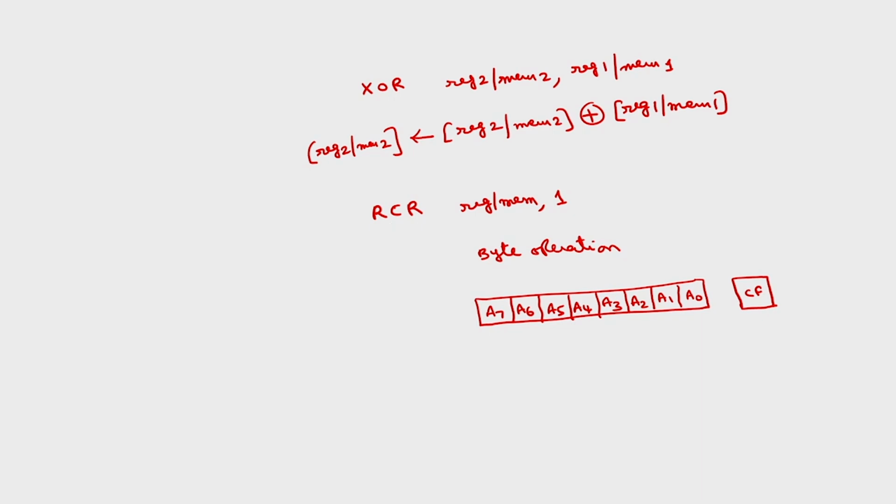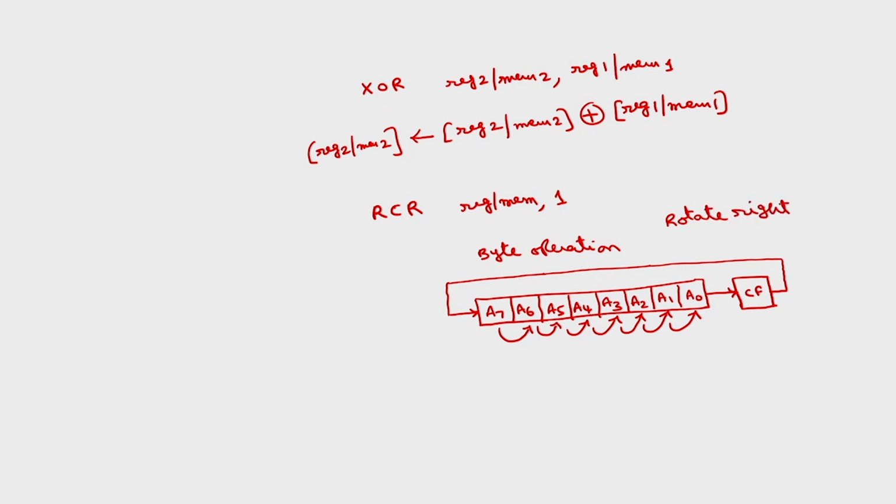So, this is going to shift the contents towards right by 1 bit position. The contents of A7 will be shifted to the A6 position, A6 to A5, A5 to A4, A4 to A3, A3 to A2, A2 to A1, A1 to A0, A0 will go to the carry flag and the carry flag contents will go to A7. This operation is called rotate right through carry.